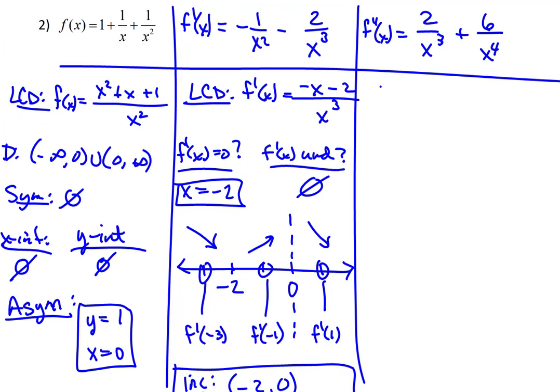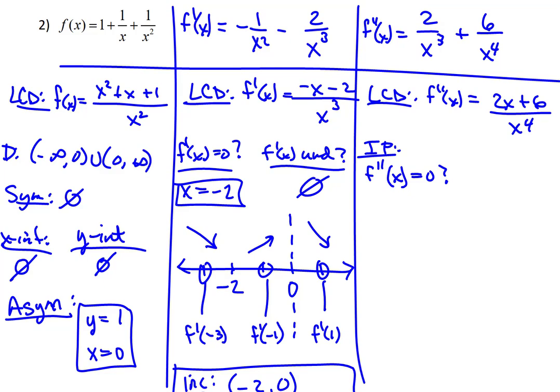Moving on next to the second derivative, kind of like we've been doing, it's usually helpful to write it with an LCD in place because we'll be looking for places where it's 0. So the LCD would mean that the second derivative, f double prime of x, should be 2x plus 6 all over x to the 4th. That's just getting a common denominator for it.